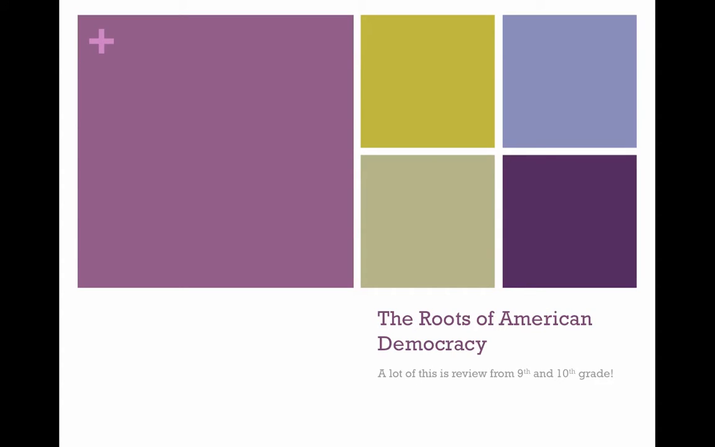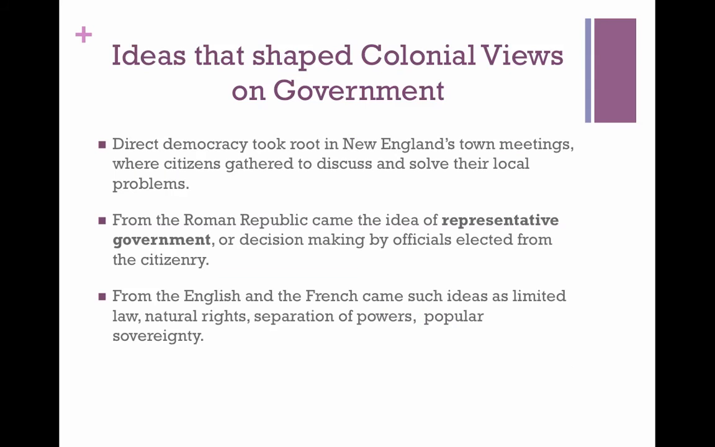All right, so the roots of American democracy. As we talked on Friday, this is a lot of review from 9th and 10th grade. 9th grade touched on the Enlightenment period and the philosophers and their thoughts, as well as 10th grade touching on United States history, American Revolution to the Declaration of Independence, Articles of Confederation to the Constitution, and the Bill of Rights, which next week we'll have an entire unit on the Constitution, and the week after that will be a unit on the Bill of Rights. So we'll cover those definitely more in depth.